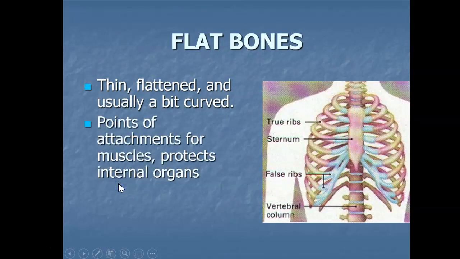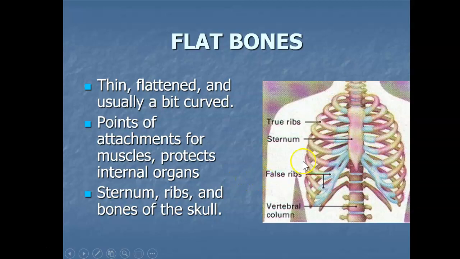Flat bones are bones that are thin, flattened, and usually a bit curved. They are going to serve as the point of attachment for muscles. They also protect our internal organs. And examples of these include your sternum, so your breastbone, your ribs, and then the bones of your skull.